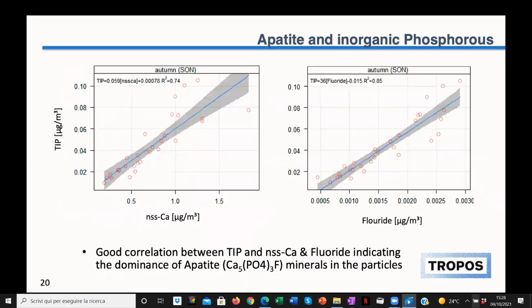We looked into the relationship of the inorganic phosphorus, especially to apatite mineral. So we plotted the total inorganic phosphorus against non-sea-salt calcium and fluoride, and we saw very good linear regressions. This indicates that the total inorganic phosphorus in the particles was dominated by the apatite mineral, which is known to be abundant in this region.